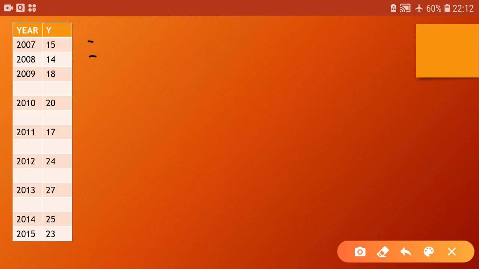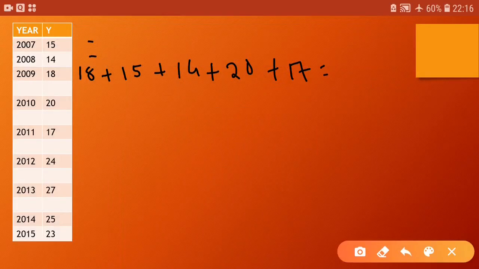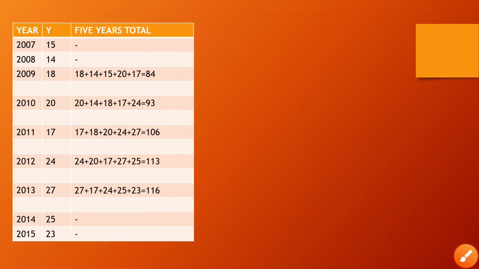In third year you have to take 18, 2 up, so 15 and 14 and 2 down, 20 and 17. In next year it will be 20 plus 14 plus 18 plus 2 down, 17 and 24. So now I hope you know how it works. Okay, you can see I have taken 18 itself, 2 up, 15, 14, 2 down, 20 and 17.